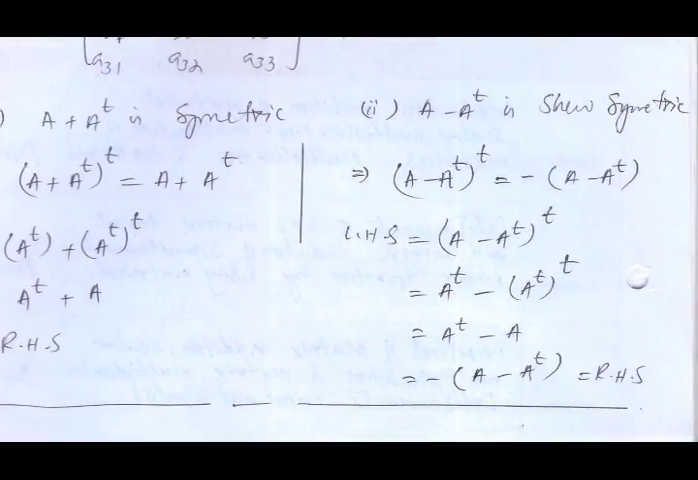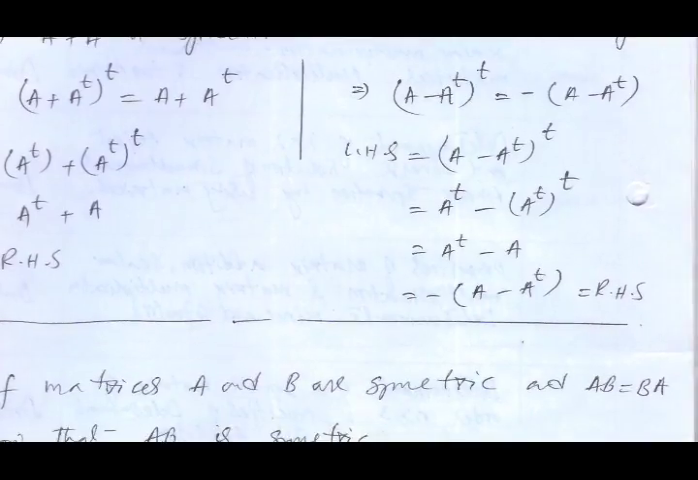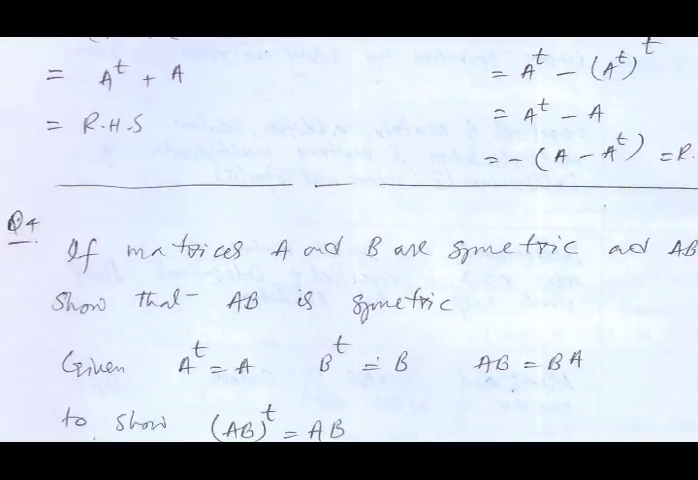Here we have A minus A transpose, and here we show skew symmetric. We take transpose: A transpose minus A transpose transpose, and the transpose of A transpose is A, so we get A transpose minus A. To make it in the same order, we take -1 common, and it is equal to the right hand side.